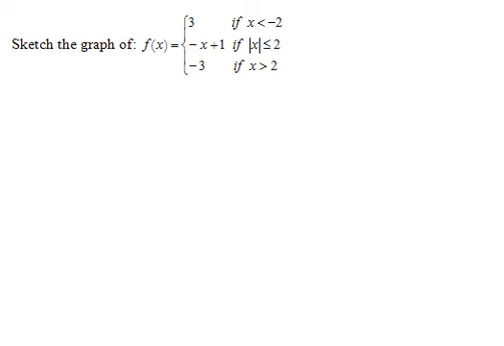Sketch the graph of f of x, which is defined as a piecewise function. It's equal to 3 if x is less than -2. F is equal to the opposite of x plus 1 if the absolute value of x is less than or equal to 2, and it's equal to -3 if x is greater than 2. Well, let's graph this piecewise function in 3 pieces.